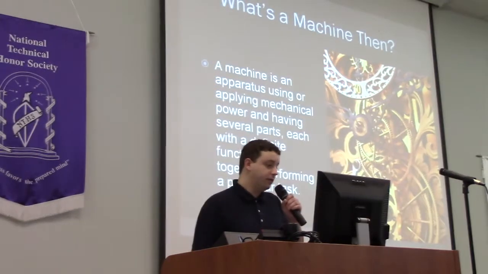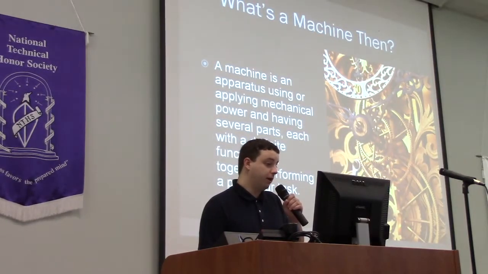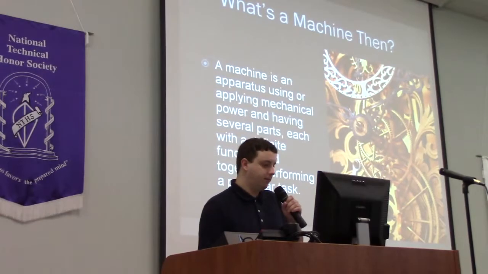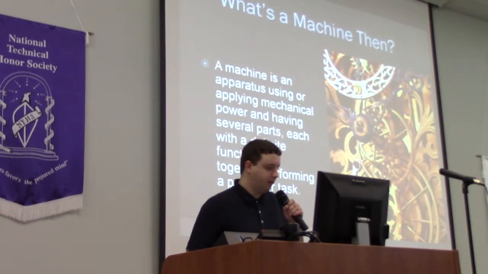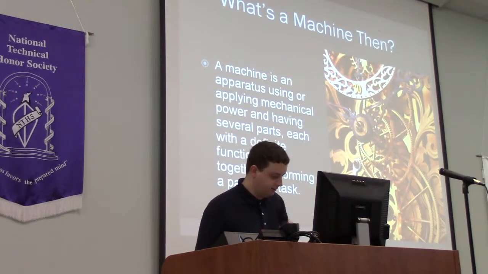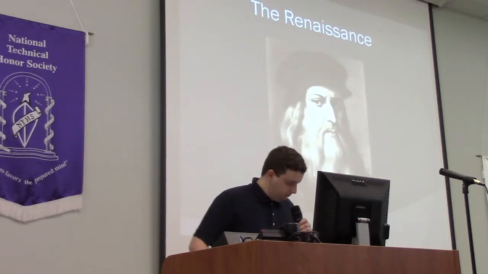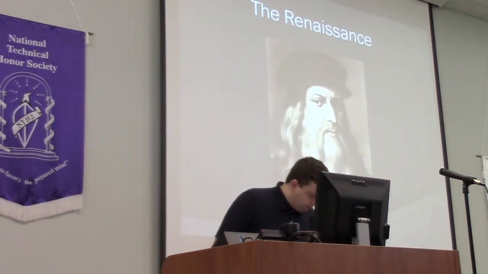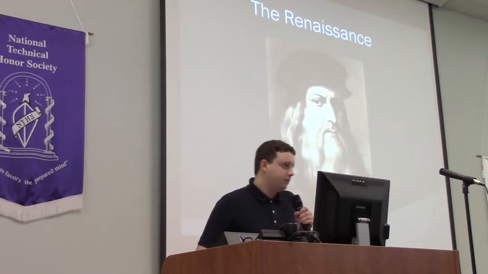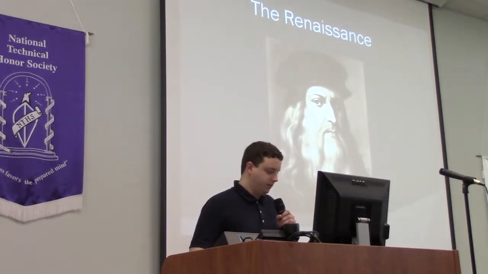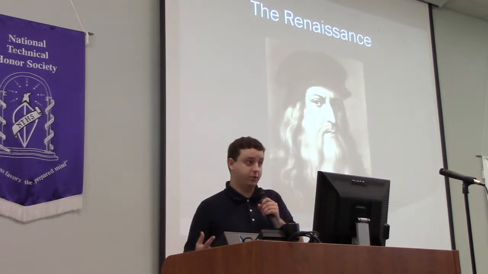A machine is an apparatus using or applying mechanical power and having several parts, each with a definite function and together performing a particular task. Basically, all a robot is, is a combination of analog and digital parts to perform a function.